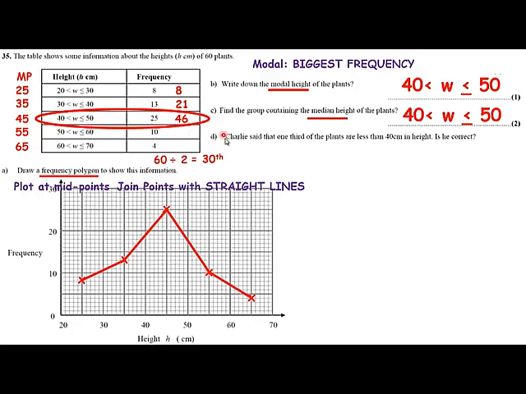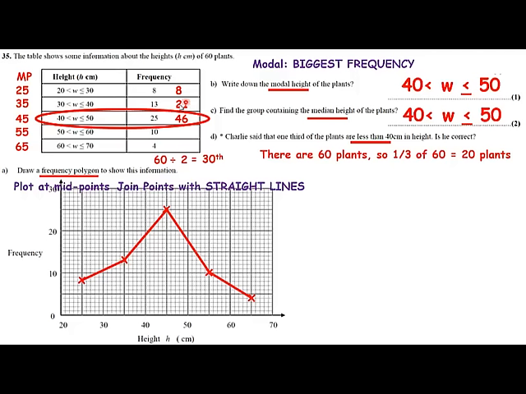Part D, there's a star next to this, so there are marks for quality of written communication. I might need to write a sentence for this. Charlie said 1/3 of the plants are less than 40 centimeters in height. Now, I know there's 60 plants. 1/3 of 60 is 20. So Charlie reckons 20 plants are less than 40 centimeters in height. Let's see how many are less than 40 centimeters. Under 40 centimeters is these two here, 20 to 30, 30 to 40.